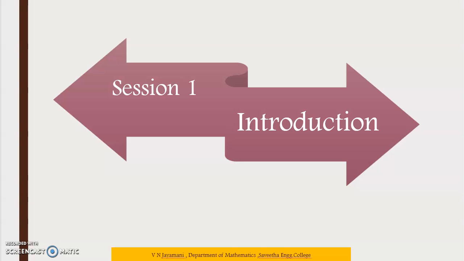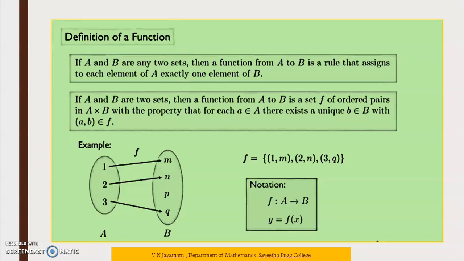So first we are going to see what is a function. The definition of the function is: if A and B are any two sets, then a function from capital A to B is a rule that assigns to each element of capital A exactly one element of capital B. So here see this example.